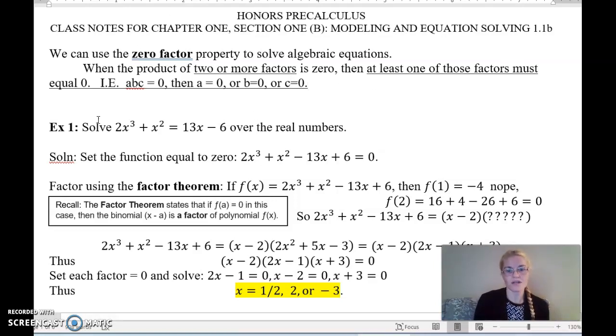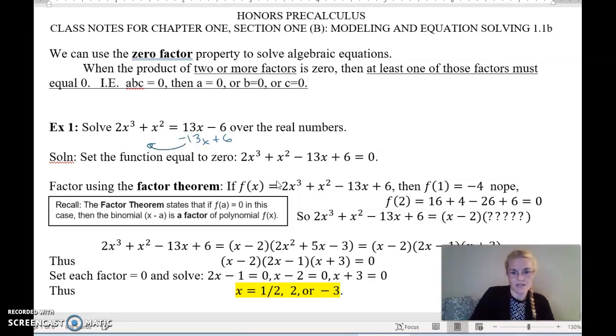Solve 2x cubed plus x squared minus 13x, not minus, equals 13x minus 6 over the real numbers. So I think most of us know the first step in solving this is to get everything on one side, right? So if I were to subtract 13x and add 6 to both sides, 2x cubed minus x squared minus 13x plus 6 equals 0. And now the goal is to factor it, right?